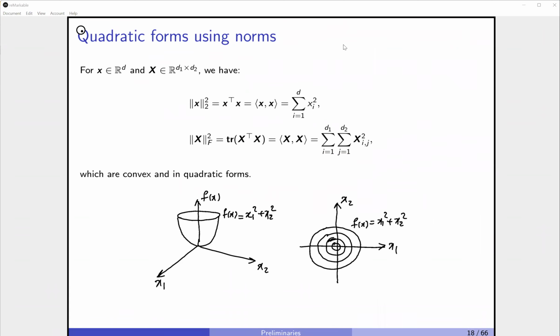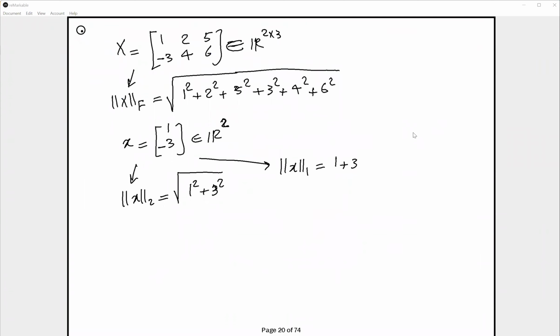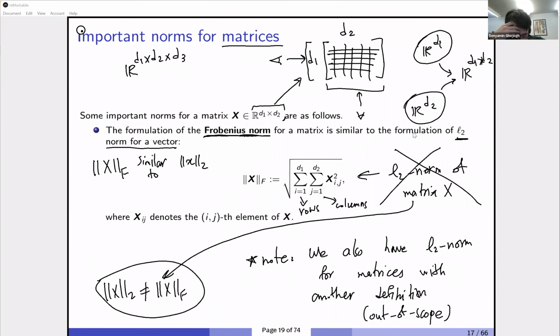Is there a geometric interpretation for a matrix norm? For a matrix norm, yes, I think there is. Let me think about it a bit.